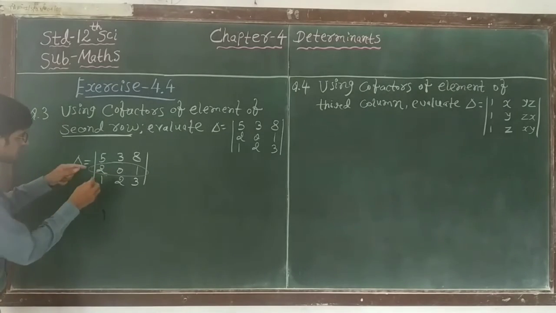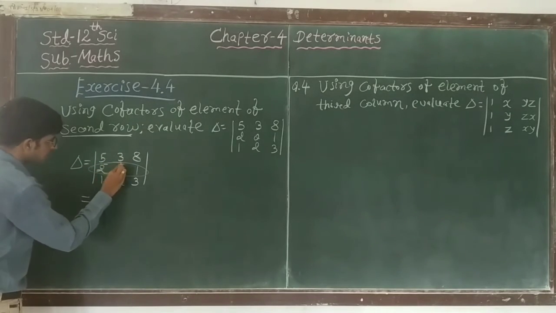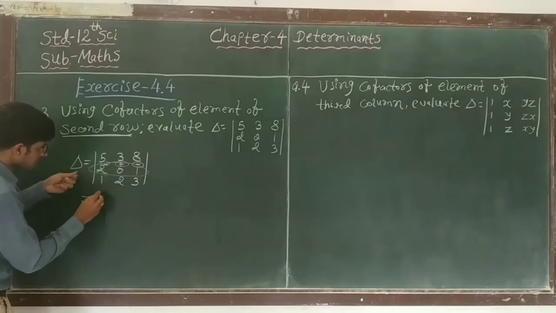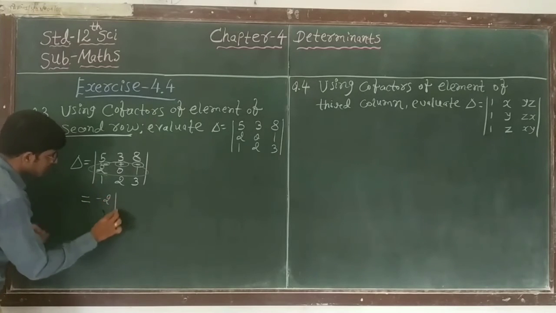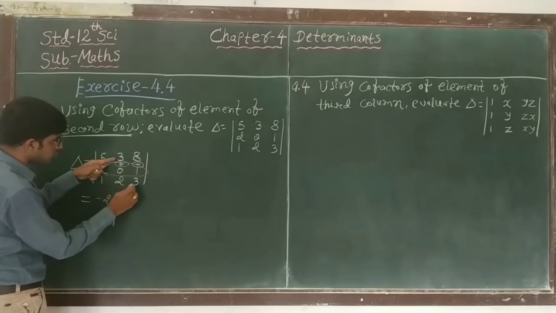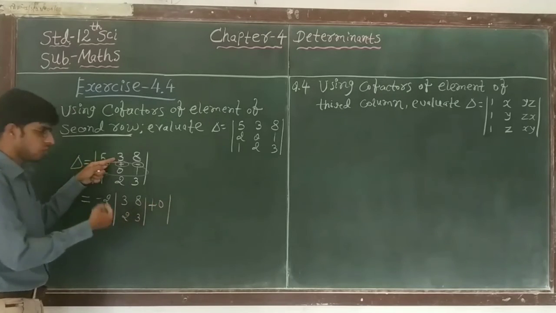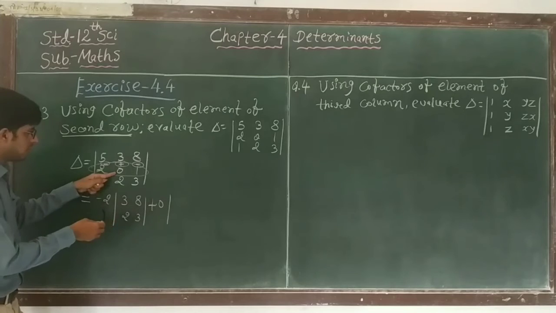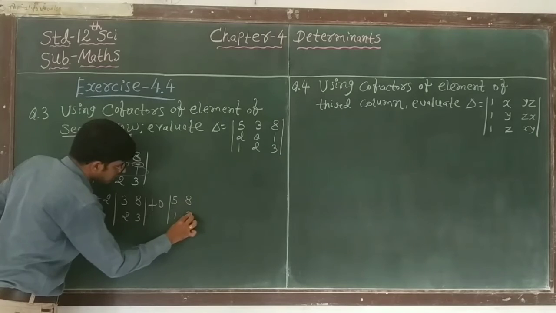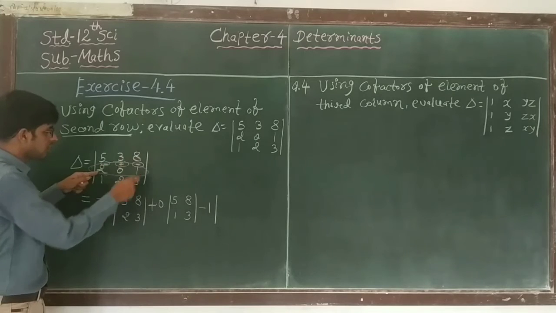So we have to take the signs: plus, minus, plus, minus, plus, minus. So minus, plus, minus. Keep in mind the sign. So we will start with minus 2. We have to remove the respective row and column, so remove the first row, second column. The remaining elements are 3, 8, 2, 3. Next plus 0, so we will remove the second row, second column: 5, 8, 1, 3. Minus 1, so we remove the second row, third column: 5, 3, 1, 2.